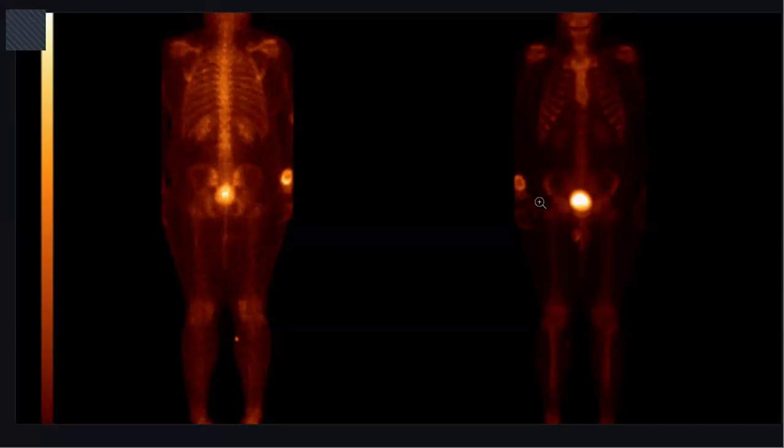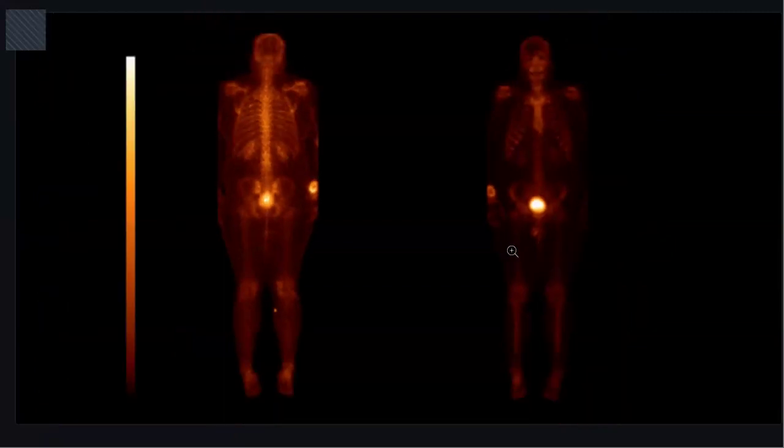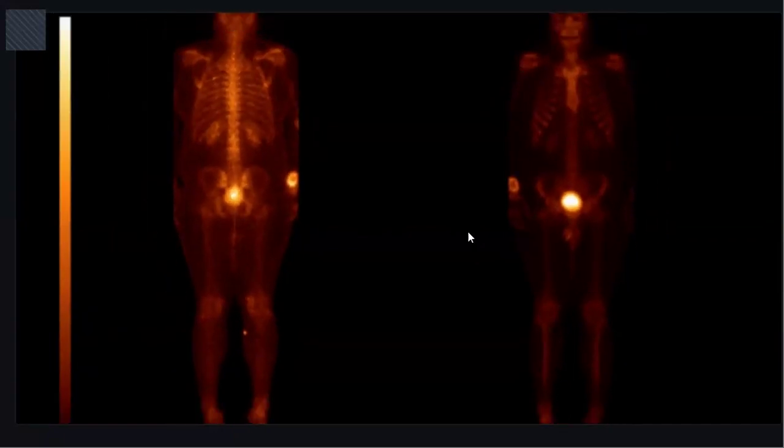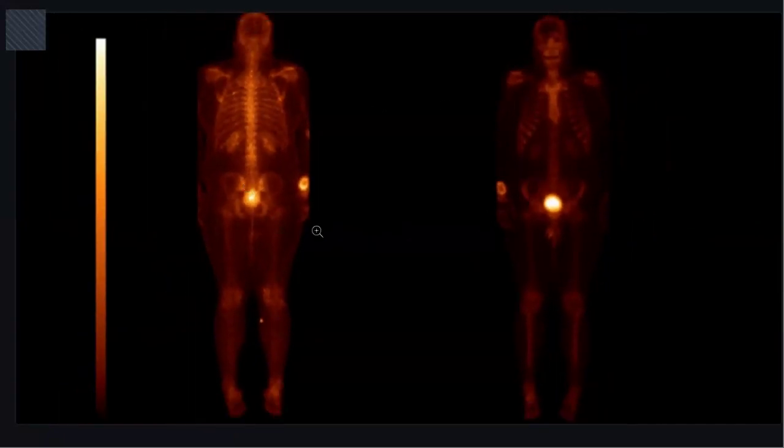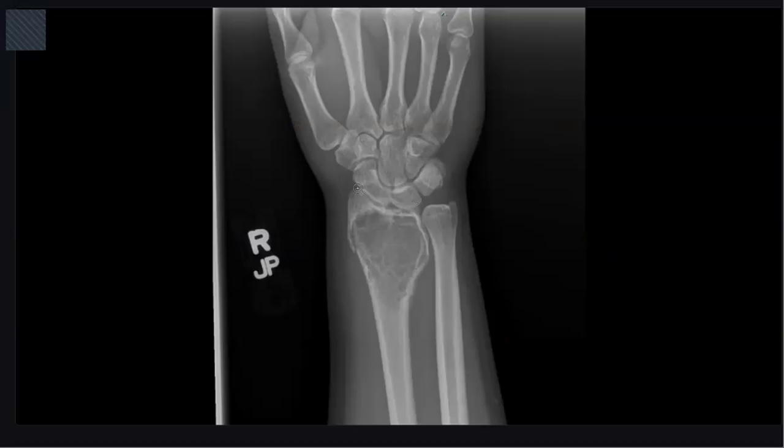Differentials here include aneurysmal bone cyst, giant cell tumor, simple bone cyst, or chondrosarcoma. Okay, a bone scan is sensitive but not specific. It can detect the pathology very well, but from a bone scan only we couldn't detect what the pathology could be. So always you have to correlate with the plain radiograph. Here the plain radiograph is very easy.